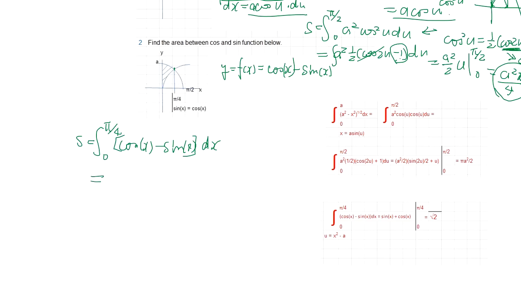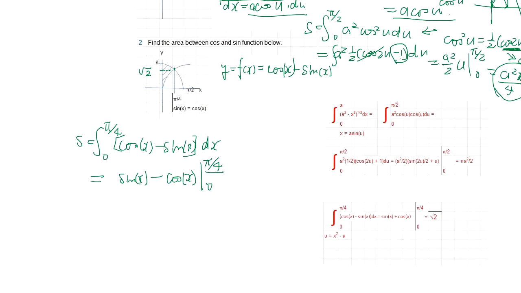So cos x, when you take an integral, is going to be sine x, and the sine x, when you take an integral, is negative cos x. Okay, so let's see. Sine at this value is square root of 2 over 2, and the cosine is also square root of 2 over 2. So when you plug in the lower limit, it's 0.